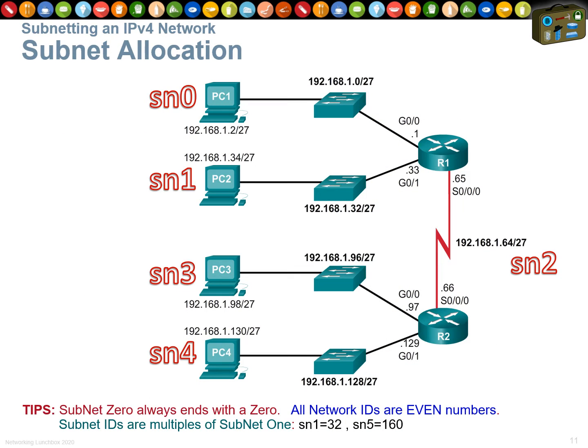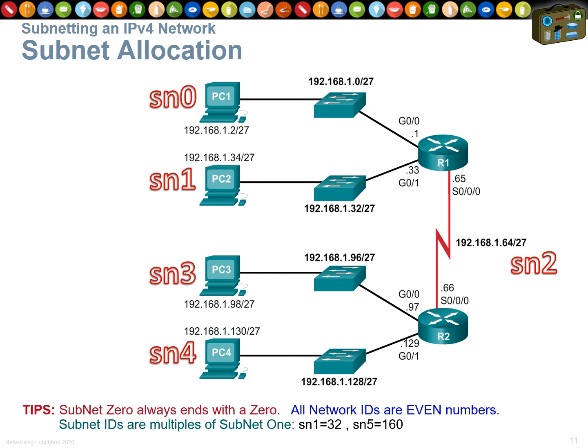So how do we actually allocate these addresses to our networks? Well, here we go. Subnet 0 is at the very top. PC1 is the host on subnet 0, with the gateway of .1 on gigabit 0 on router 1. Then subnet 1 is the second one, for PC2, .34 with .33 as the gateway. And then subnet 3 and 4 and so on and so on.